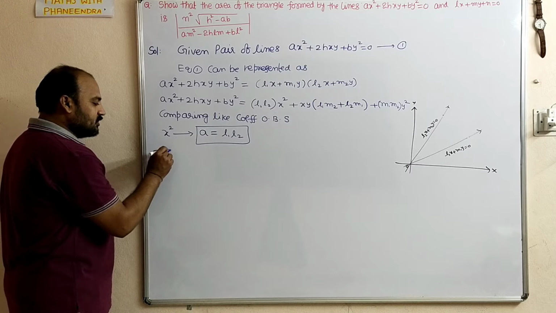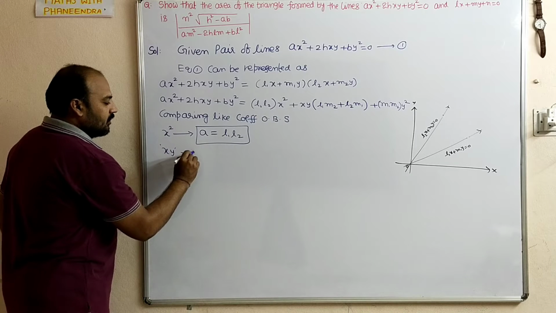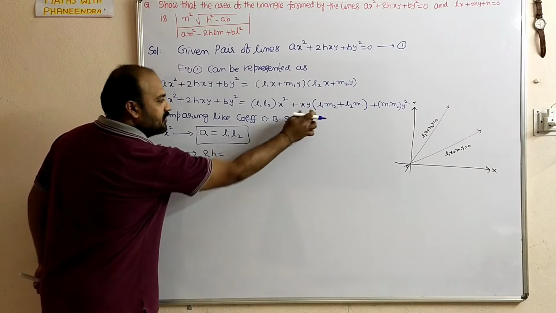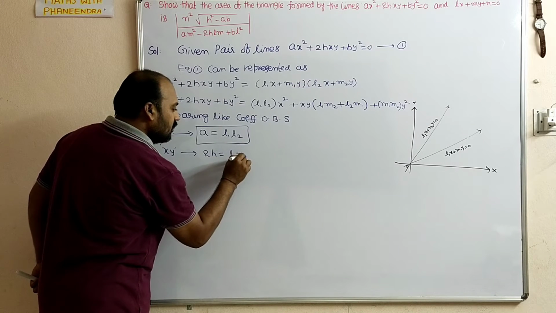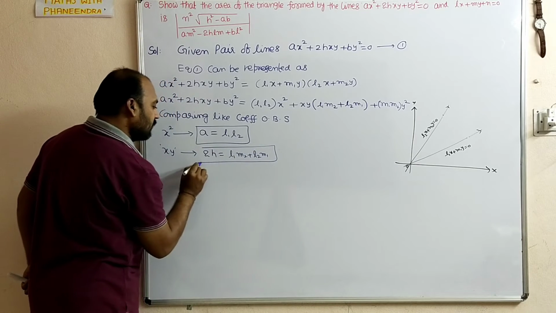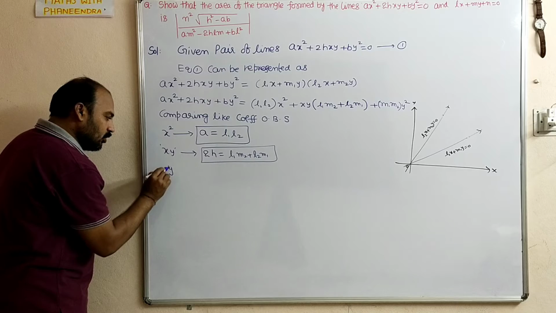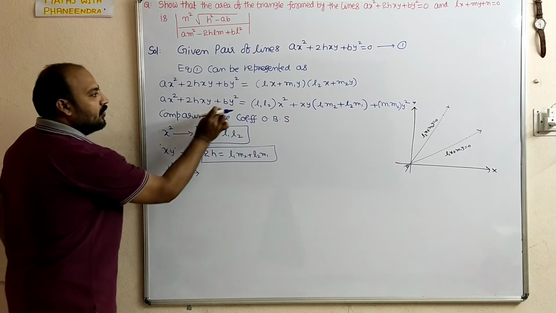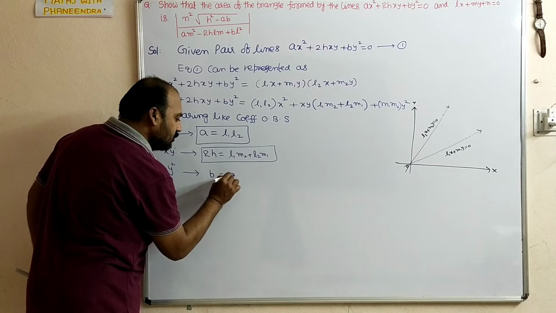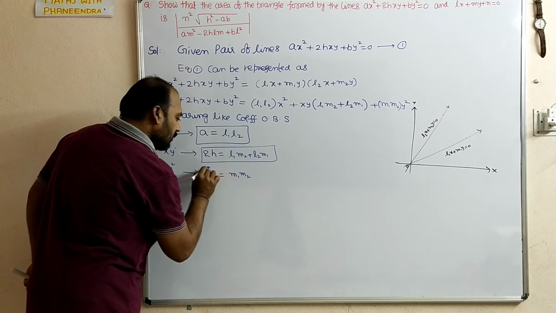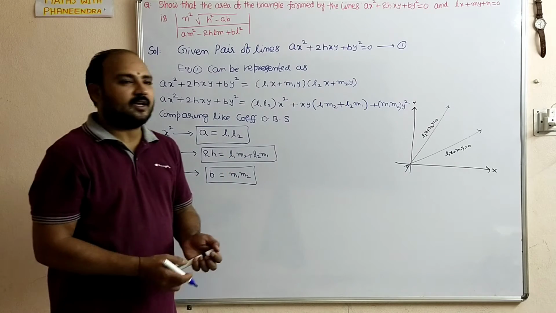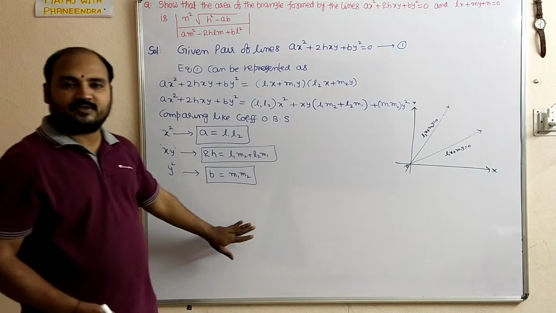Next, xy coefficients we are comparing. Here xy coefficient is 2h. Here xy coefficient is L1 M2 plus L2 M1. Next, y square coefficient here is b, in RHS is M1 M2. So this is the given pair of lines representing this way.